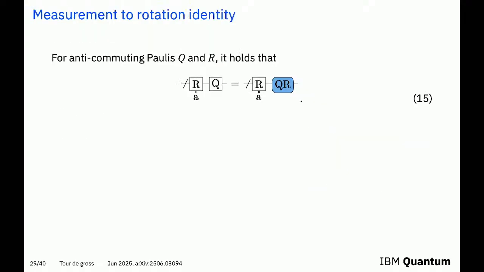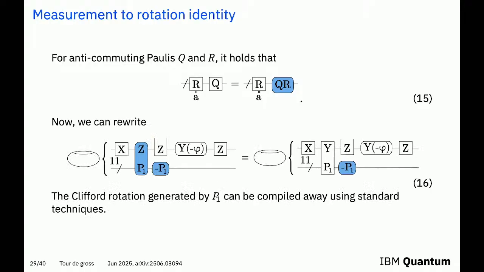And then we use the fact that if you have anti-commuting Paulis, then we can turn rotations back into measurements. So if we have a Clifford rotation like Z tensor P1, preceded by an X measurement, which anti-commutes with the Z here, we can turn that back into a measurement. So you can turn rotations into measurements and vice versa. And this P1 Clifford rotation we can compile away using those standard techniques I mentioned very briefly, because you can push these Cliffords to the end of your circuit.